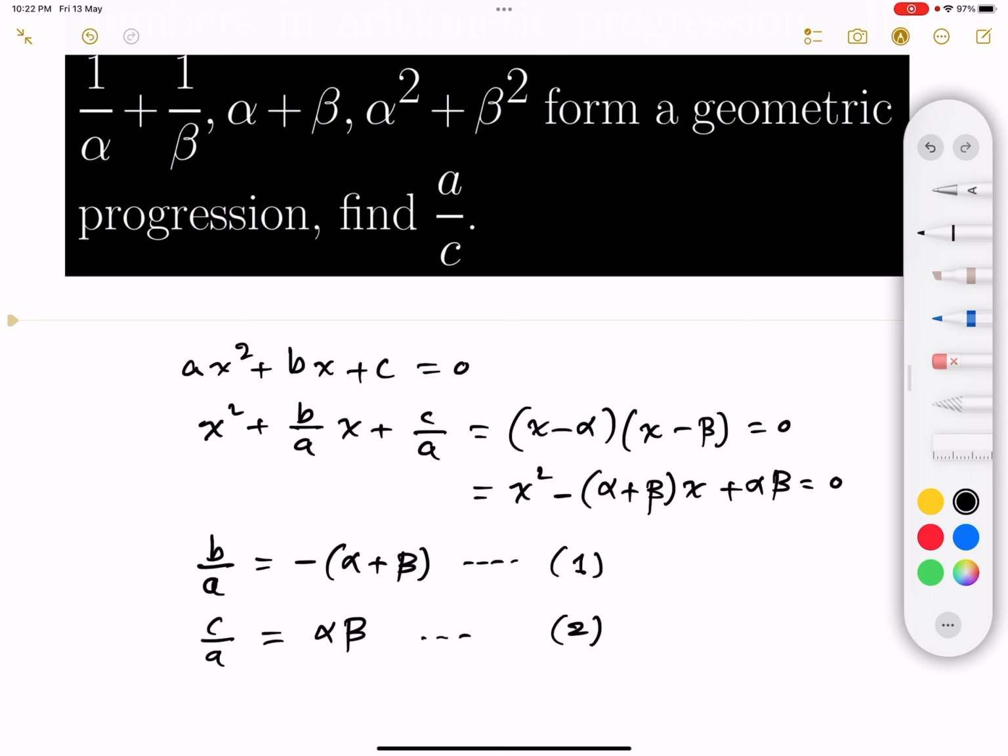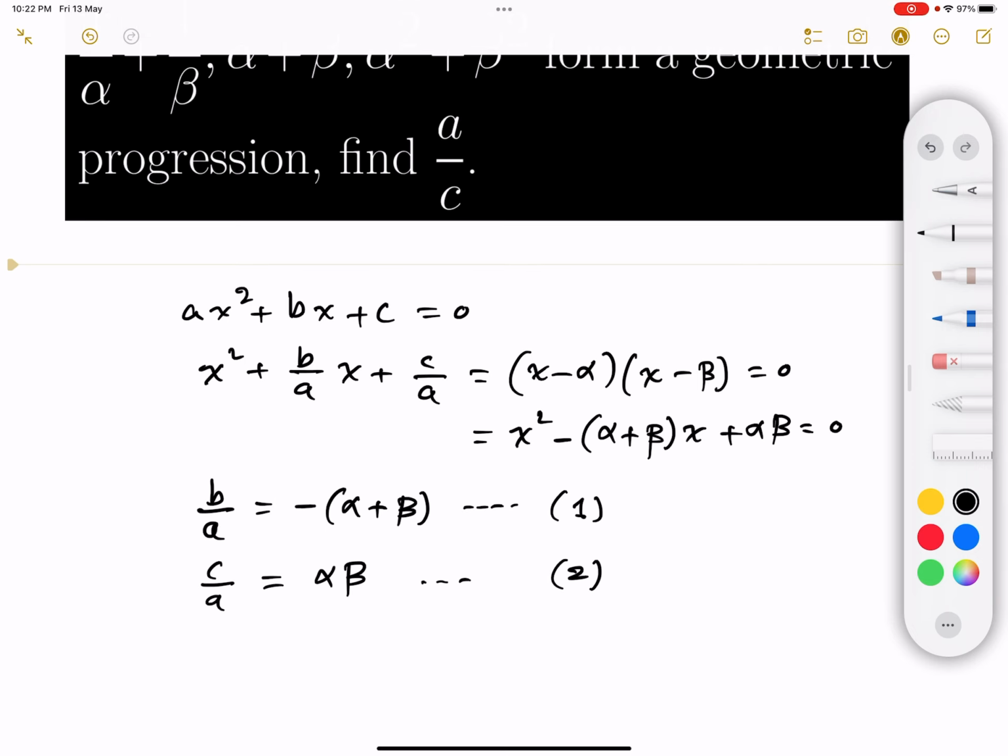Now the question is asking us to find a over c, which is 1 over alpha beta, because alpha beta is c over a, so the reciprocal of that is equal to a over c. First of all, I will start with the coefficients a, b, and c. So a, b, c are an arithmetic progression, an arithmetic sequence.